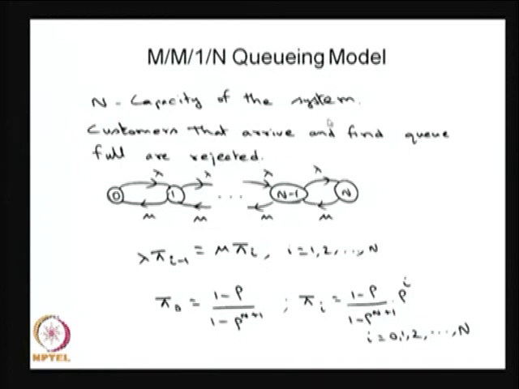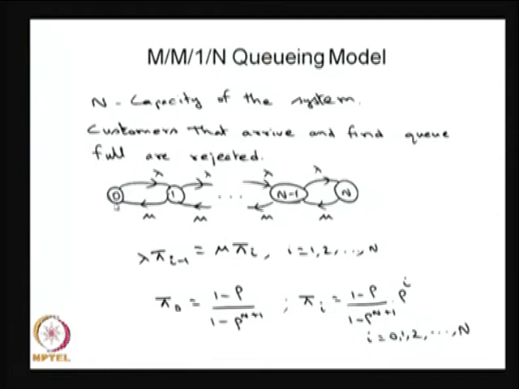Next, I am going for the finite capacity. So, N is the capacity of the system. That means whenever a customer arrives and finds the queue full, that customer will be rejected. Therefore, at any time the number of customers in the system, if you make it a random variable, takes possible values from 0 to capital N. Therefore, the state space is finite.